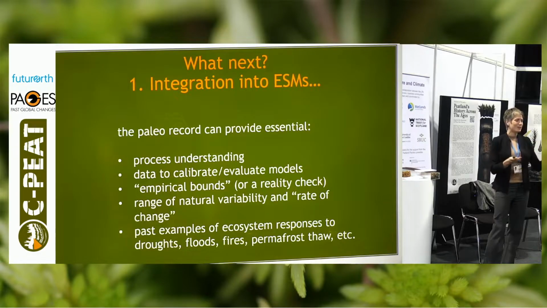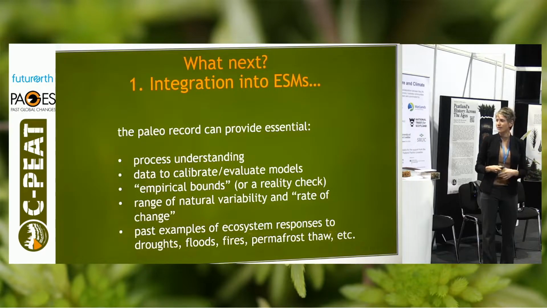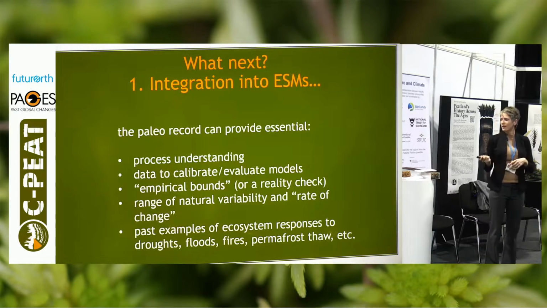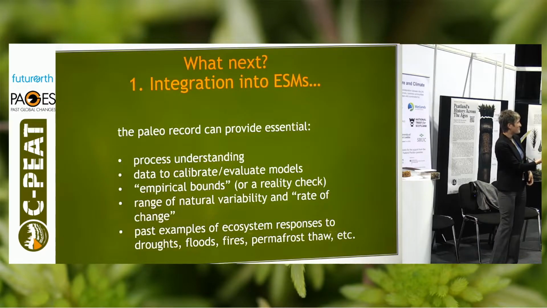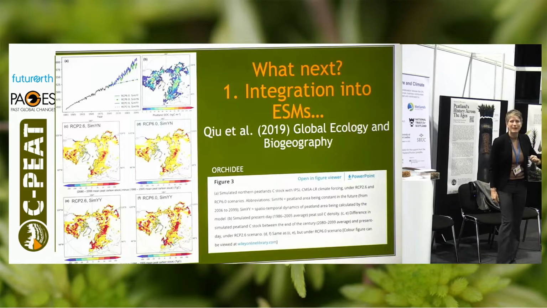And so we need to test against real peat cores, and against the natural range of variability that happens in natural systems, and also the rate of change that has taken place through time. And of course, we know that droughts, floods, fires, permafrost thaw, permafrost growth, all those things have happened in the past. So we have a record of it that we can exploit to try to understand how those systems work. But peatlands are starting to be integrated in ESMs, and I'll let Angela talk about it.